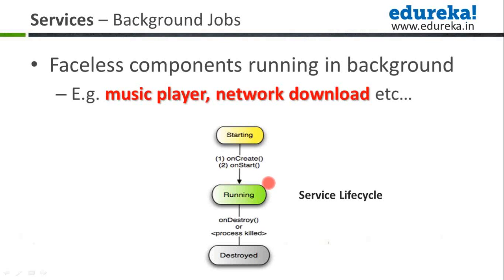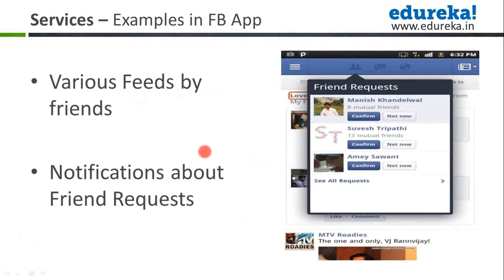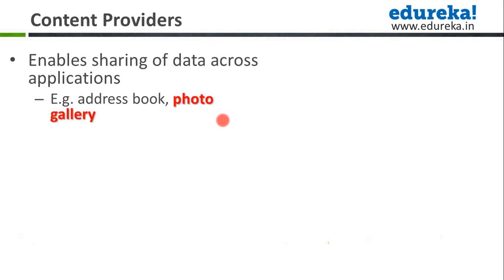That's great. Now I told you some examples. I told you the various feeds by your friends that get refreshed, the notification about the friend request that you get. Now these are all examples of services in the Facebook application, as we were talking a lot about Facebook. Let's move ahead and talk about the next building block. These are called the content providers.